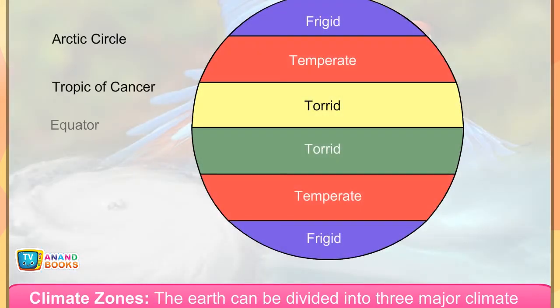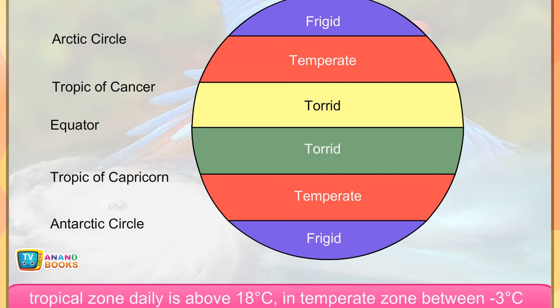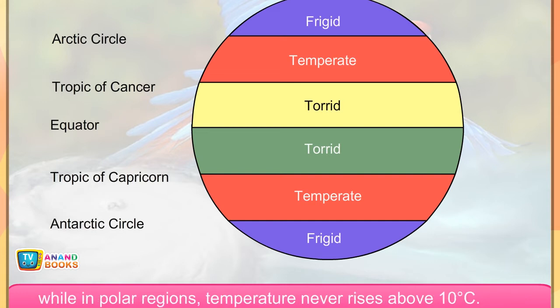Climate zones. The Earth can be divided into three major climatic zones: tropical, temperate, and polar. The average daily temperature in the tropical zone is above 18 degrees Celsius, in the temperate zone between -3 degrees Celsius and 18 degrees Celsius, while in polar regions, temperature never rises above 10 degrees Celsius.